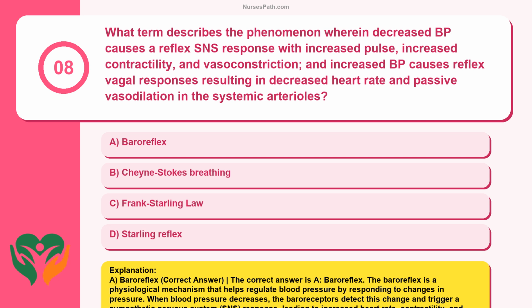Conversely, when blood pressure increases, the baroreceptors trigger a parasympathetic, vagal, response, resulting in decreased heart rate and vasodilation to lower blood pressure. Summary of other choices: B. Cheyne-Stokes breathing is a pattern of breathing characterized by periodic waxing and waning of tidal volume. C. Frank-Starling law describes the relationship between preload and stroke volume, not the response to changes in blood pressure. D. Starling reflex is not a recognized physiological mechanism related to blood pressure regulation.